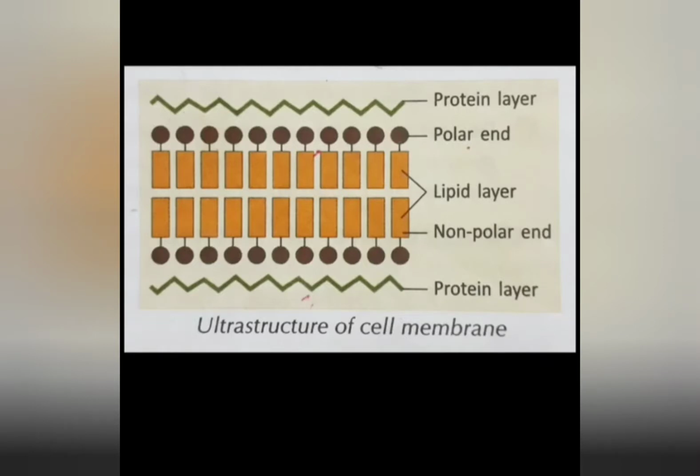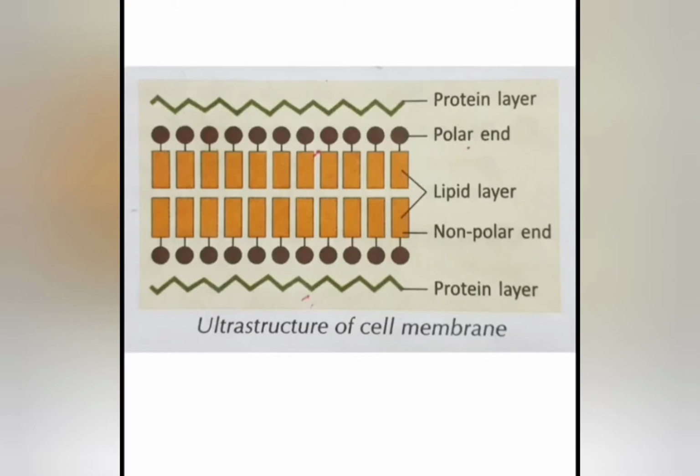So these non-polar ends try to stay away from water, and thus they are known as hydrophobic. In the protein layers of the membrane there are different enzymes and metal ions such as sodium, potassium, etc., and the chemical composition of this total structure is 40% lipid, 50% protein, and 10% carbohydrate.